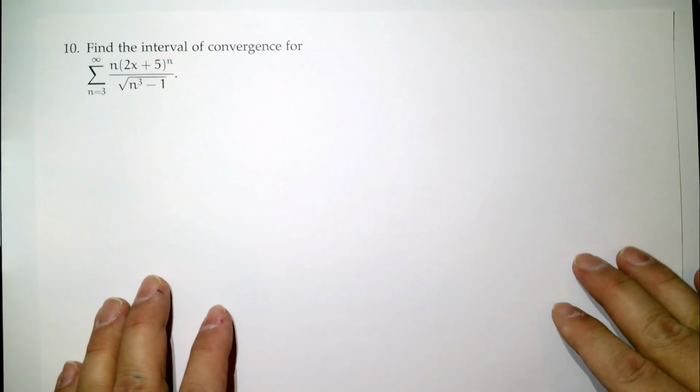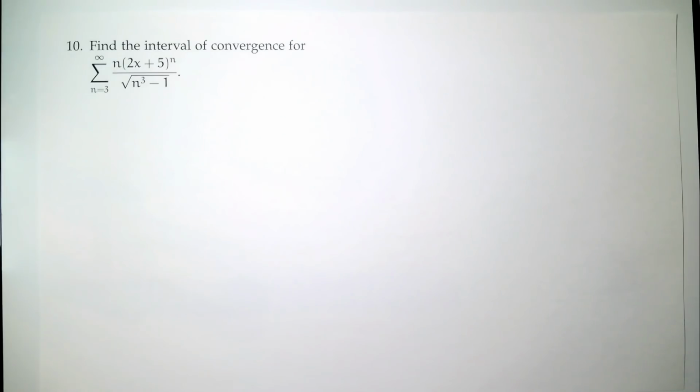Okay. Find the interval of convergence for the sum n equals 3 to infinity n times (2x plus 5) to the n divided by the root of n cubed minus 1. Okay. Well, what do we start with? What do we do? Should we do a root test or a ratio test? Oh, we can do a root test. Why not?